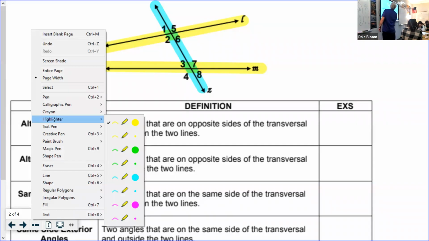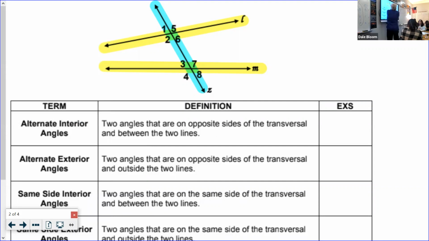Let me show you. Let's see. I guess I'll go green. Oh, I'll go purple. So they've got to be alternate. They've got to be on different sides of the transversal. Plus, they have to be between the lines. Well, 2 and 7 are an example of alternate interior angles because they're on alternate sides of the transversal, and they're interior, inside, in between the two lines that the transversal intersects. So I can say angle 2 and angle 7.